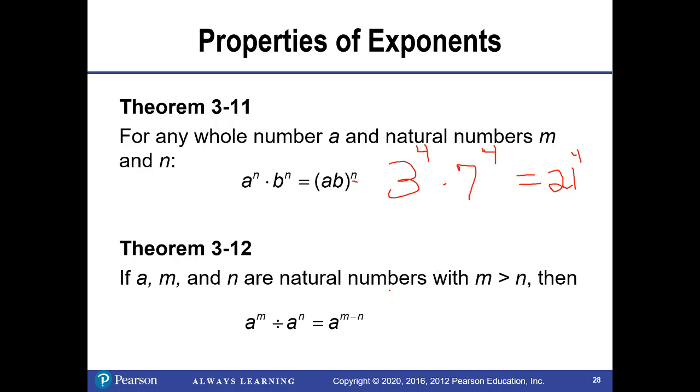And we know if we divide, we subtract the exponents. So 4 to the 3rd divided by 4 to the 1st, or just 4, equals 4 squared, or 16.